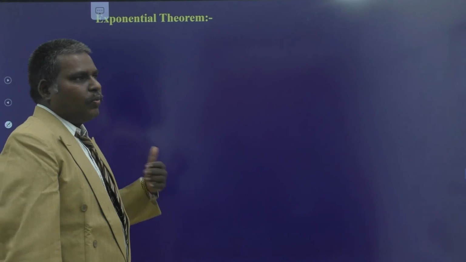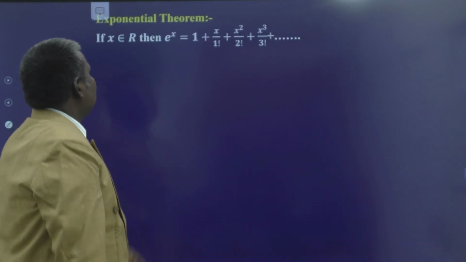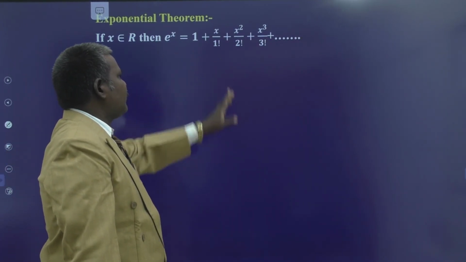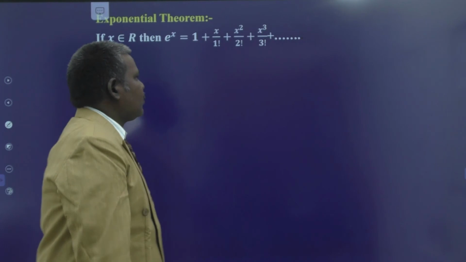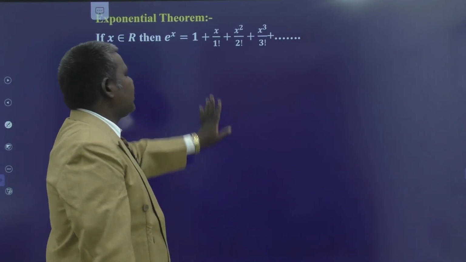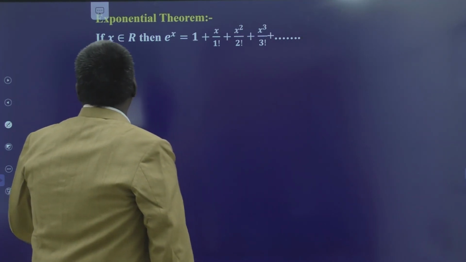Exponential theorem. What is e power x? Let us see the formula just now. This is e power x, all of you know that. e power x is nothing but 1 plus x by 1 factorial plus x square by 2 factorial plus x cube by 3 factorial plus and so on. This is the formula related to the exponent e power x. This is called exponent theorem.